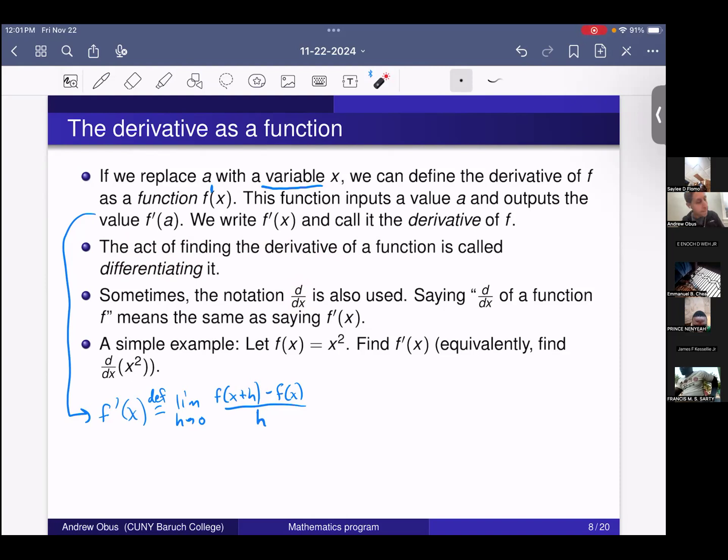Saying d dx of a function f is the same thing as saying f prime of x. It's the same thing as saying take the derivative. So maybe before we do the example, yes.